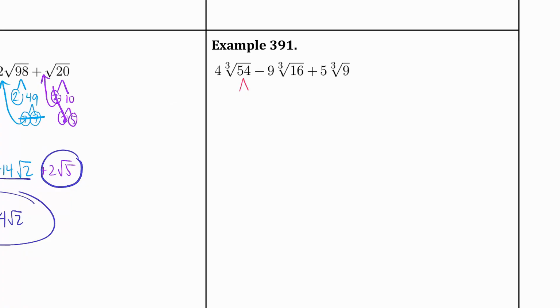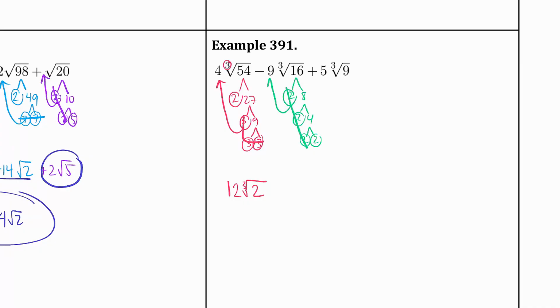If I break down 54, I get 2 and 27, 3 and 9, 3 and 3. I'm looking for groups of 3 since it's a cube root. I have 3 3s. If I bring a 3 to the outside, I get 12, cube root of 2. For 16 here, let's see if I break that down, I get 2 and 8, 2 and 4, 2 and 2. I'm looking for groups of 3. I have 3 2s. 2 times 9 gives me 18, so minus 18 cube root 2.